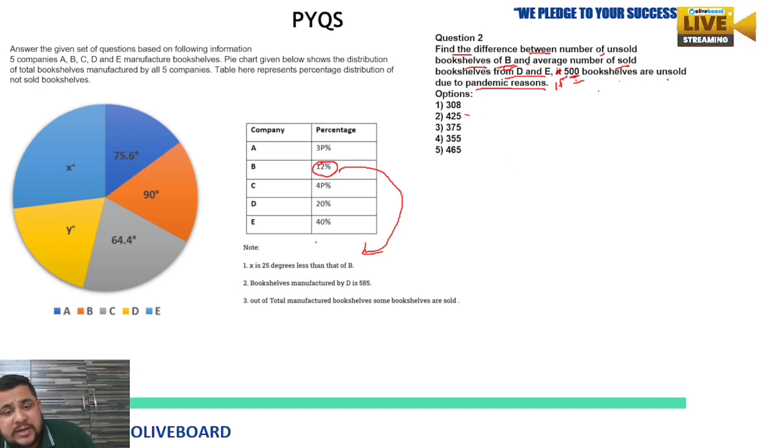So there are a total of 500 unsold books. B's number of unsold books is 12% of the total unsold. So you have to calculate 12% of that 500 from company B.